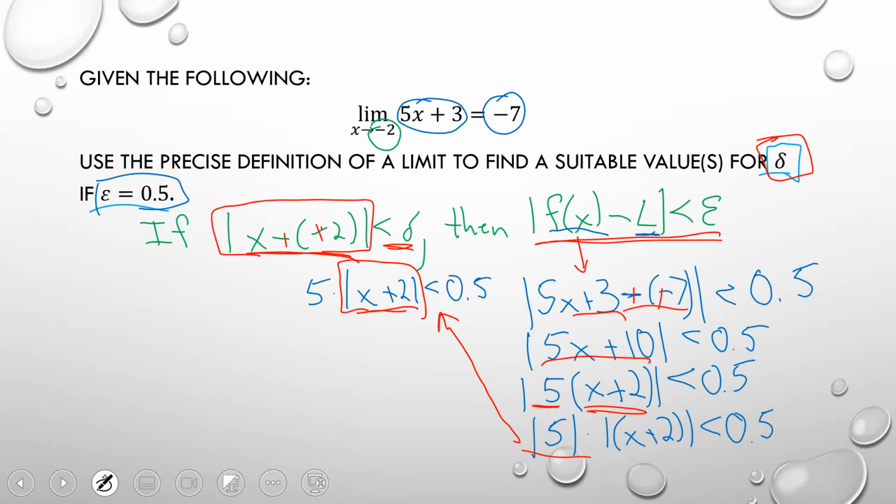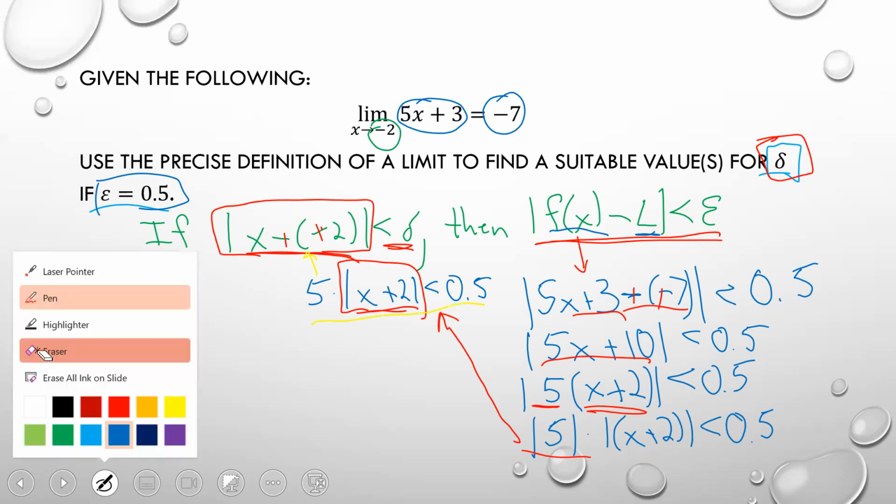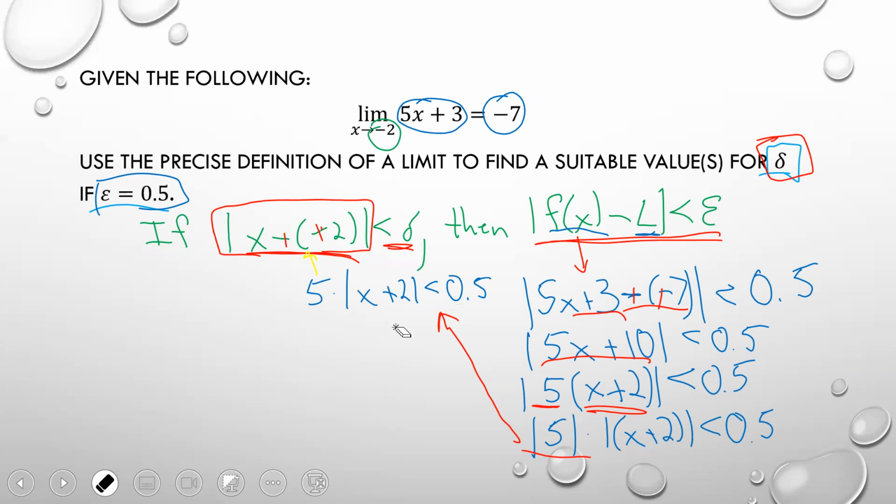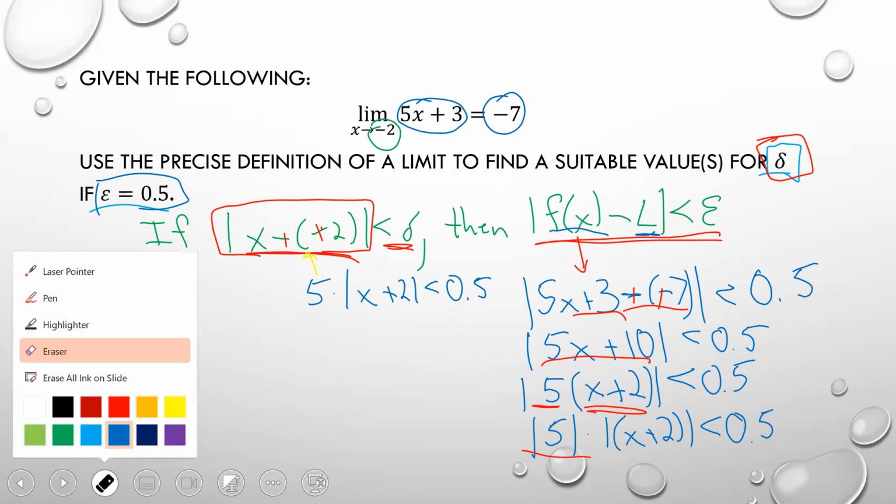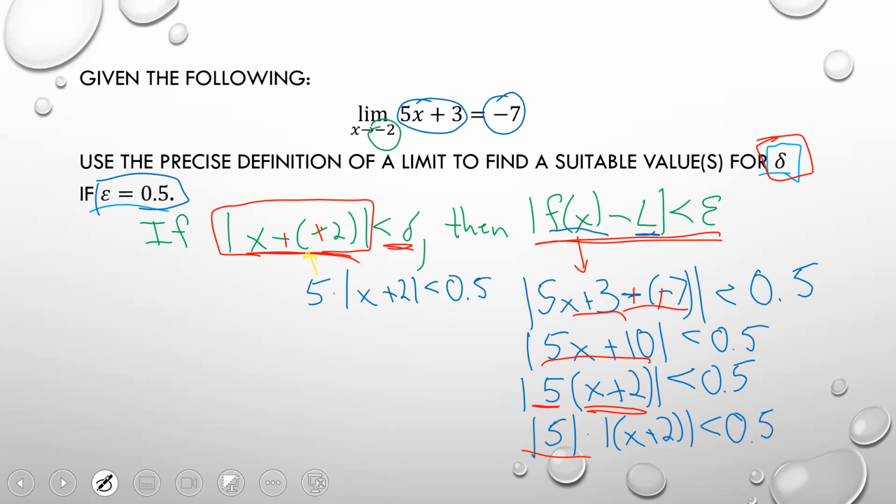So what we want to do then is change this inequality so it looks like this one. And so we can do that simply by getting rid of the 5 next to the absolute value of x plus 2. And we can do that, remember, when we're solving inequalities, it works the same as when we're solving equations. So we can just go ahead and divide both sides by 5. Cancel this out. And so then we end up with absolute value of x plus 2 is less than 0.5 divided by 5, which is going to give us 0.1.